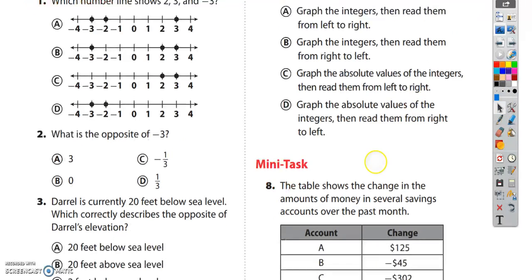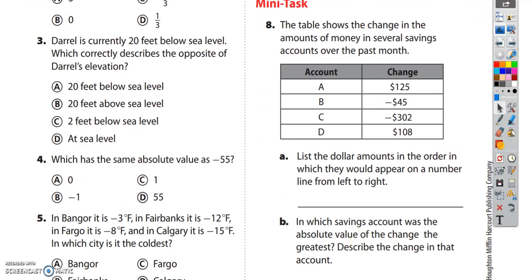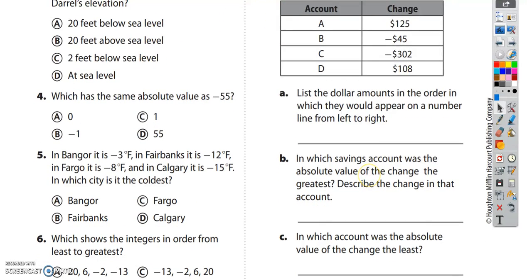Alright, the mini task. Question number 8 reads, the table shows the change in the amounts of money in several savings accounts over the past month. And then I wonder if I can just about see all of them here. A reads, list the dollar amounts in order in which they would appear on a number line from left to right.